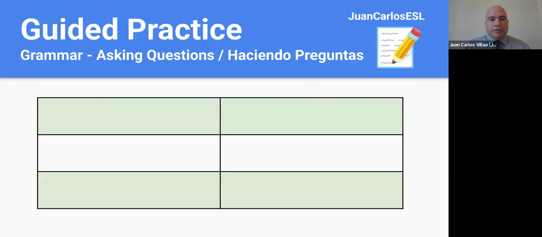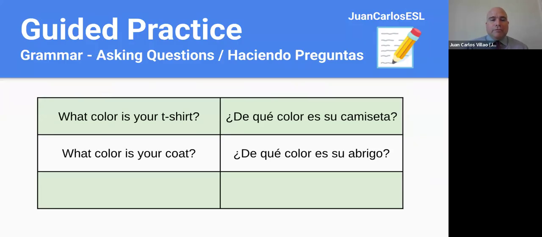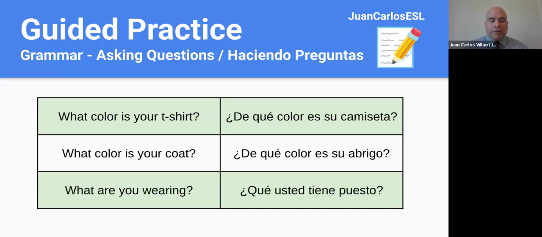Now let's talk about asking questions. Ahora vamos a hablar asuntos de haciendo preguntas. So what color is your t-shirt? ¿De qué color es su camiseta? What color is your coat? ¿De qué color es su abrigo?